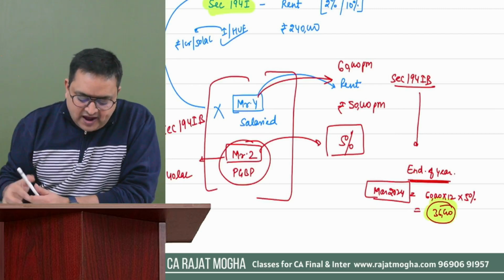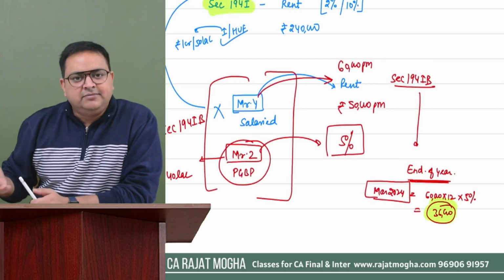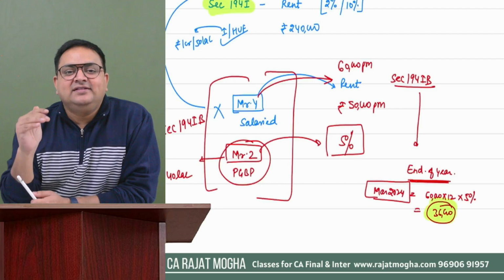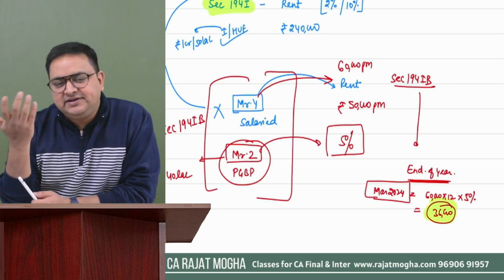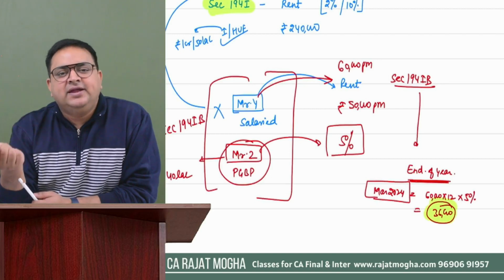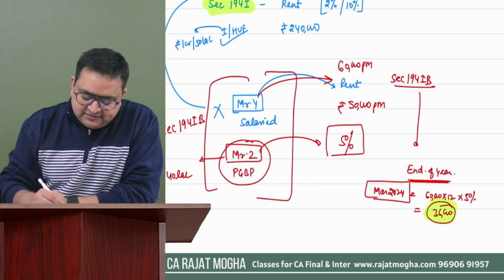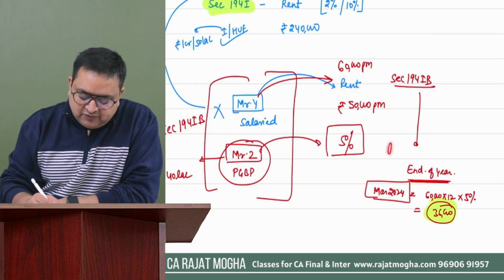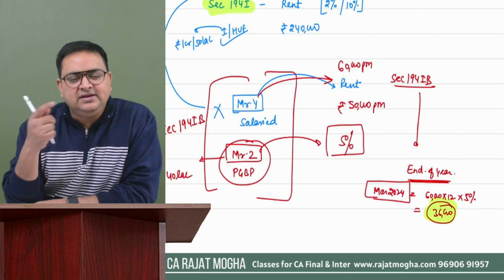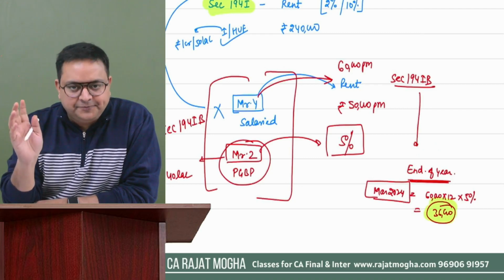So 194IB says that you have to deduct TDS at the end of the year, that is in the month of March. But in case you are vacating this property during the year, before the end of the year, then whatever is your last month of tenancy, you can deduct TDS. So let's say if this person is vacating this property in November 23, then in November 23, deduct TDS. So it would be either on the last month of the vacancy or at the end of the year. Got it?